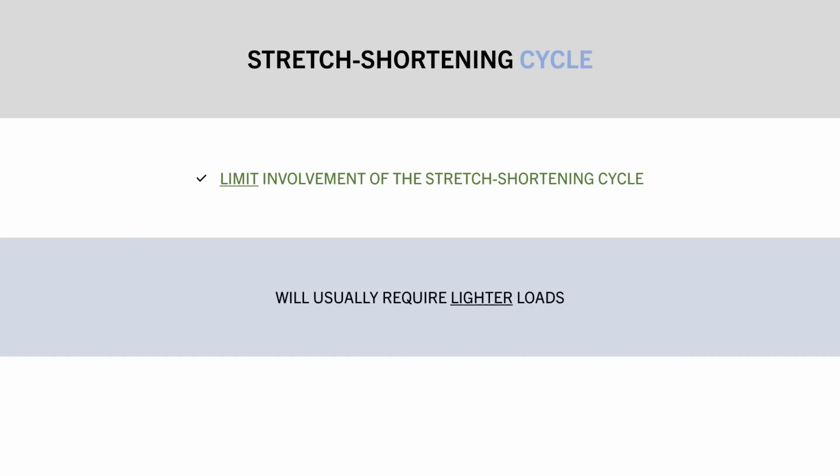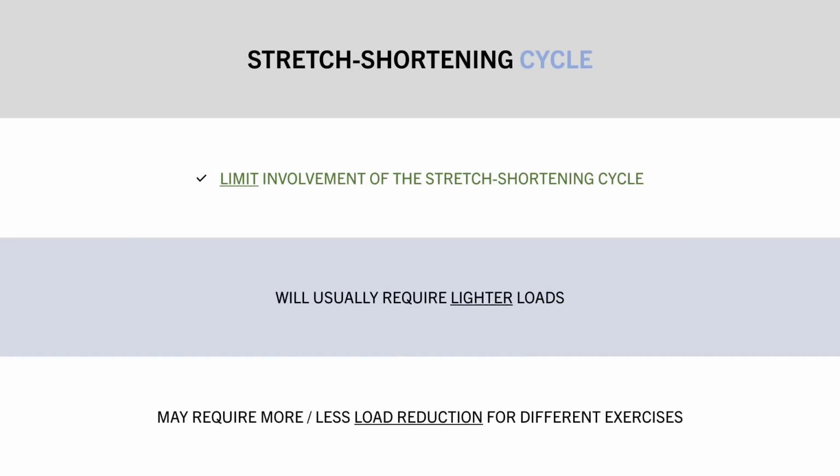So based on indirect evidence, it seems that we probably want to limit involvement of the stretch shortening cycle for hypertrophy training. This will likely limit the amount of load we can lift for any given exercise, although this is going to have a bigger impact on some exercises than others. Generally, pressing and squatting movements are going to be influenced most by the stretch shortening cycle, while pulling and hinging movements will be least affected.